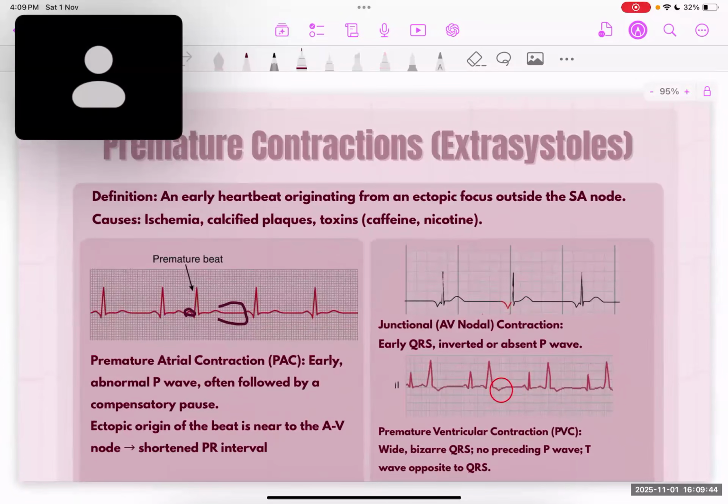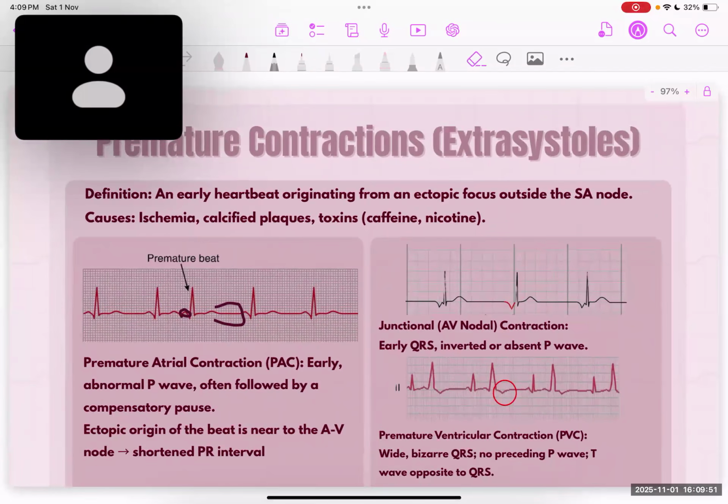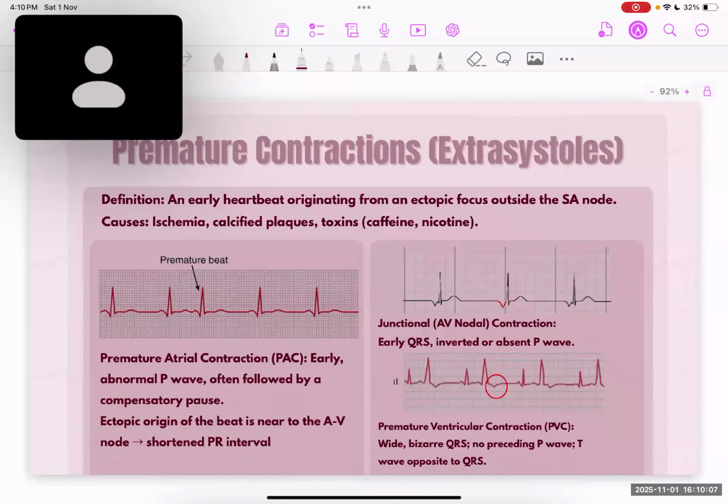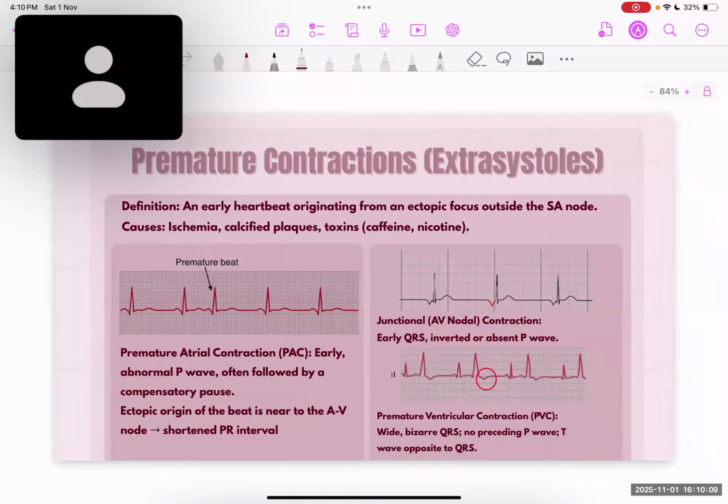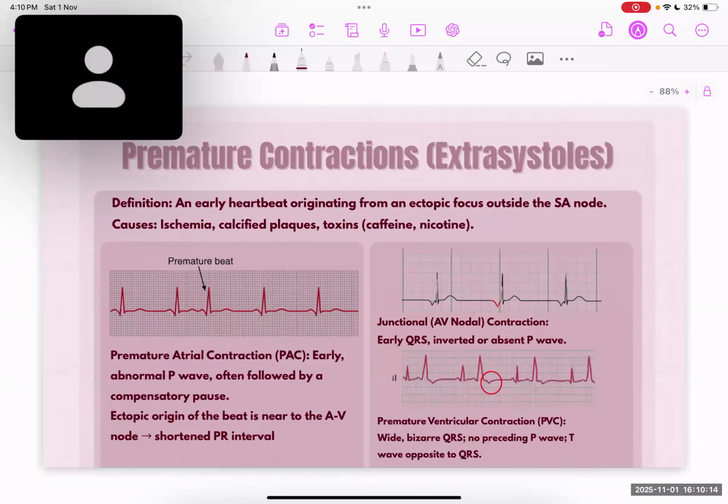Okay. Then we have junctional contraction, where you're going to have an early QRS. Why the pause? As we said, it's premature. Premature means it was before time. Does that make sense? The word premature, before, it happened before. So if something happened before time, there's obviously going to be a pause before the next normal thing. The next one's going to be normal. That's why. Now we have junctional contractions, where you're going to have early QRS, inverted or absent P waves.